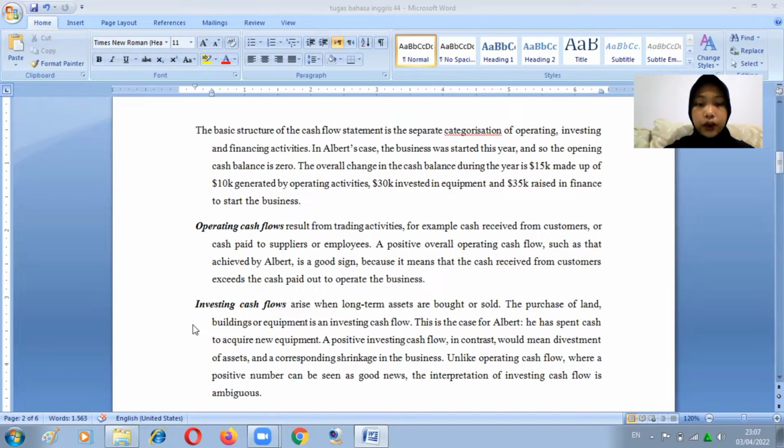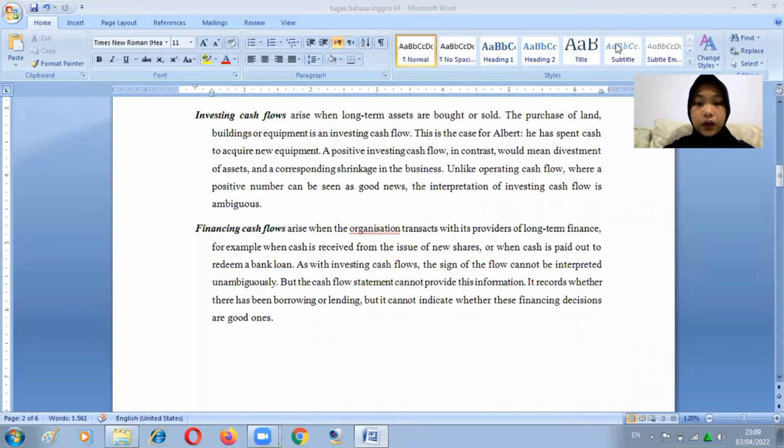Investing cash flow arises when long-term assets are bought or sold. The purchase of land, buildings, or equipment is an investing cash flow. This is the case for Albert. He has spent cash to acquire new equipment. A positive investing cash flow, in contrast, would mean disinvestment of assets and a corresponding shrinkage in the business. Unlike operating cash flow, where a positive number can be seen as good news, the interpretation of investing cash flow is ambiguous.